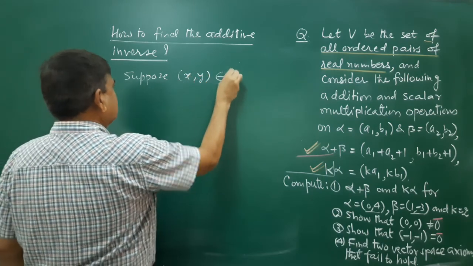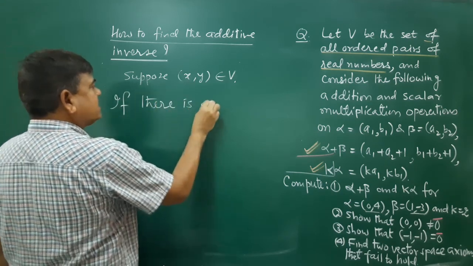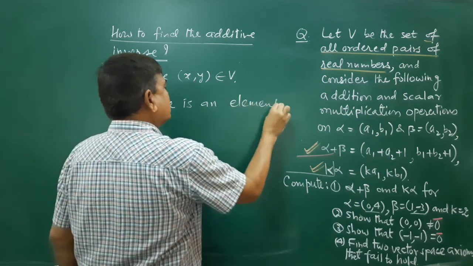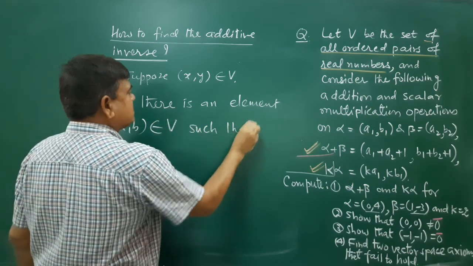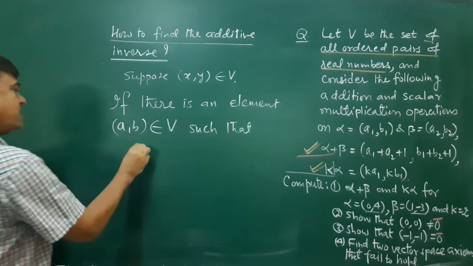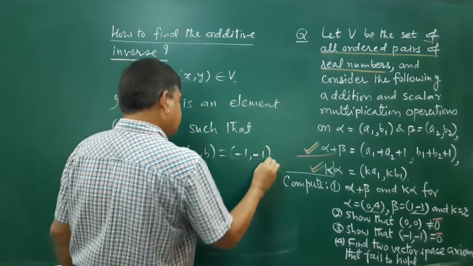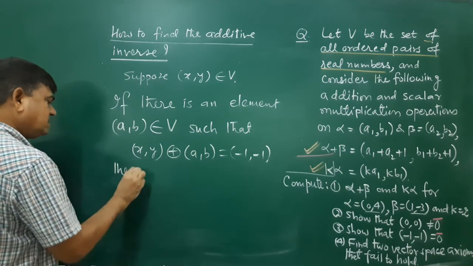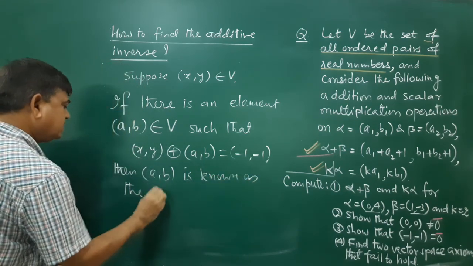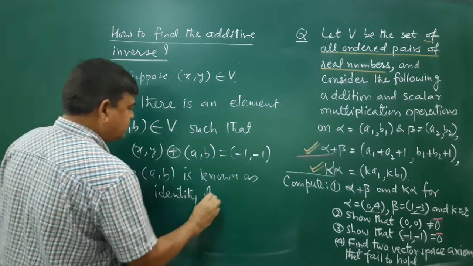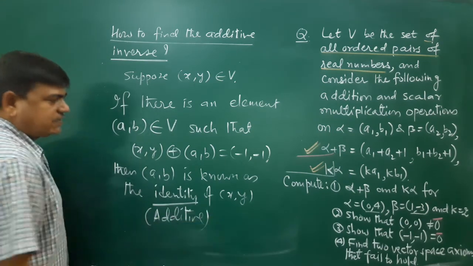Suppose x comma y belongs to P. If there is an element a comma b belongs to V such that x comma y composed with this, the answer must be the additive identity both ways. Then a comma b is known as the inverse of x comma y. Which inverse? X inverse. Additive inverse.